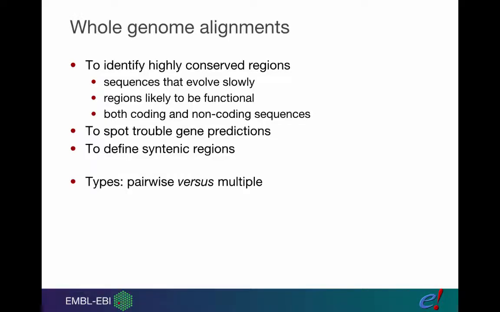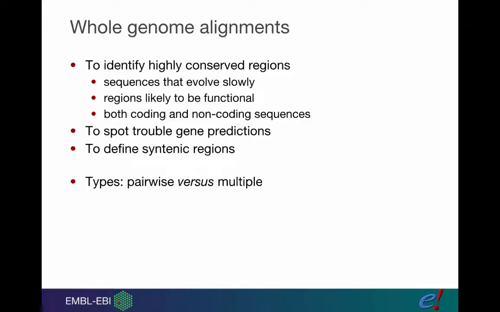So whole genome alignments are really useful. They help you to identify highly conserved regions. These may be sequences that evolve slowly. It is likely that they are functional. When we do the algorithms that Erin talked about in the last presentation on variation, the SIFT and PolyPhen algorithms take into account alignments between species when considering the impact of variation.